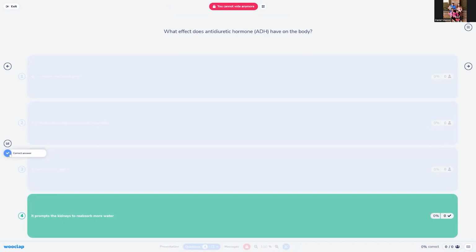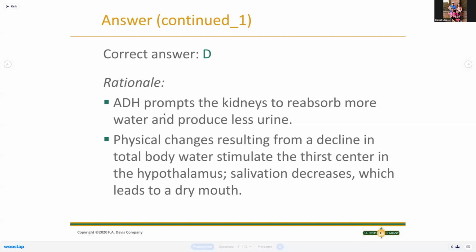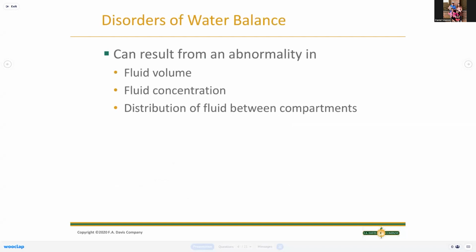Specifically, if you remember from urinary, it targets the collecting ducts that all the nephrons join to make that final say of how concentrated our urine is going to be by how much water we reabsorb. And ADH is doing that specifically. And this is your rationale. Again, ADH prompts kidneys to reabsorb more water, produce less urine. The other options, thirst center, hypothalamus, saliva secretion, are all related to a decline in total water volume.